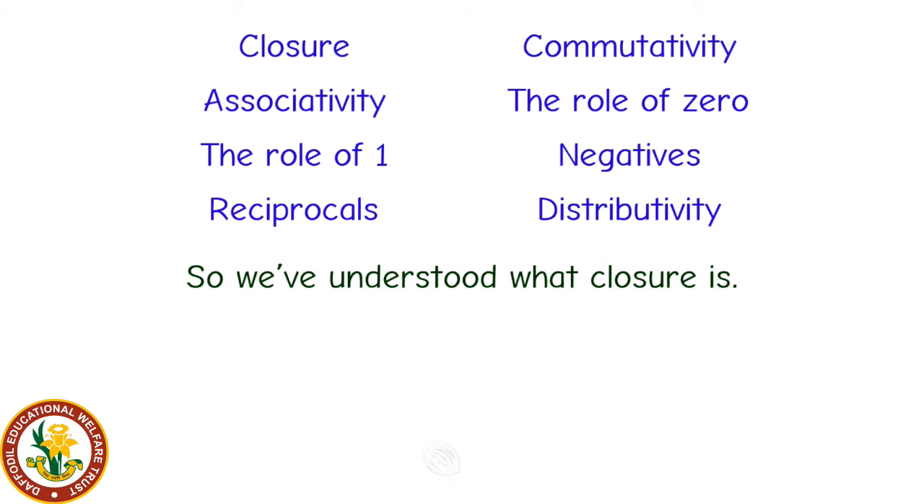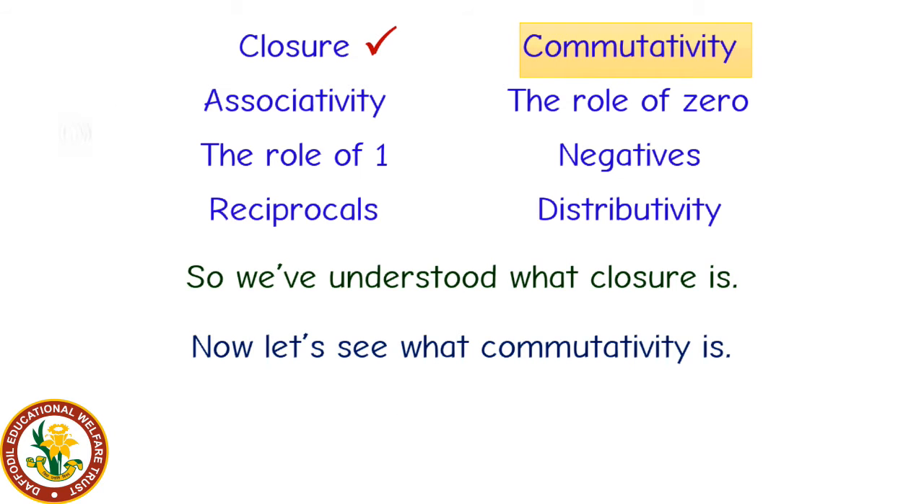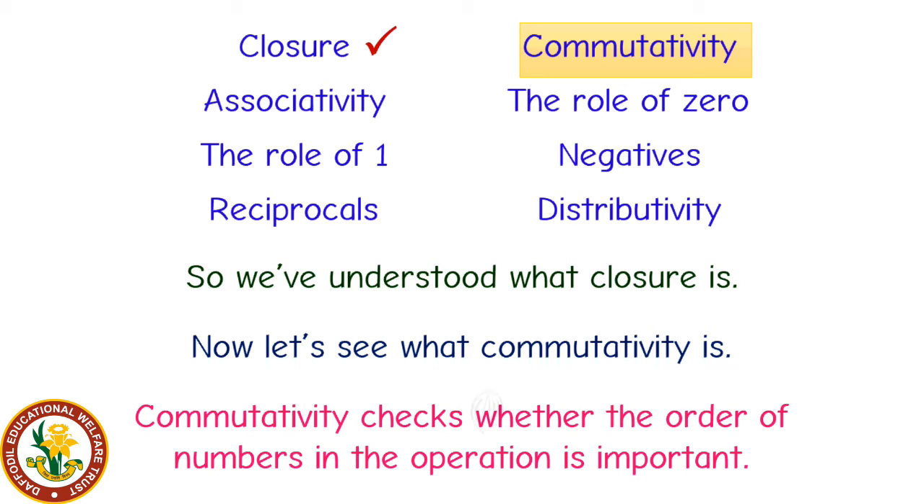So, we've understood what closure is. Now, let's see what commutativity is. Commutativity checks whether the order of the numbers in the operation is important. Let's check commutativity for whole numbers.